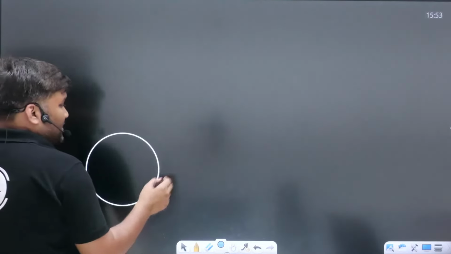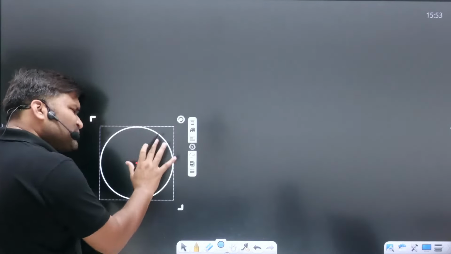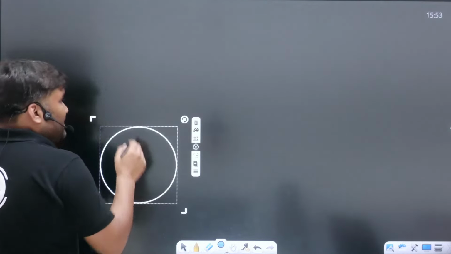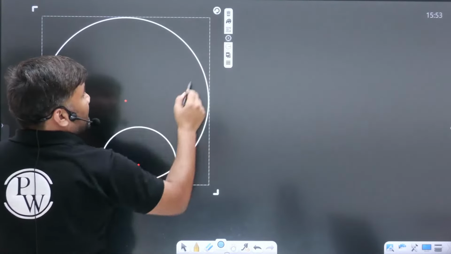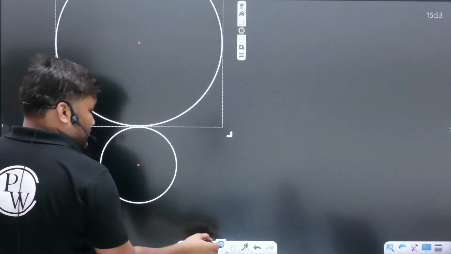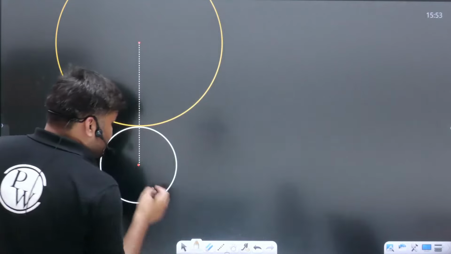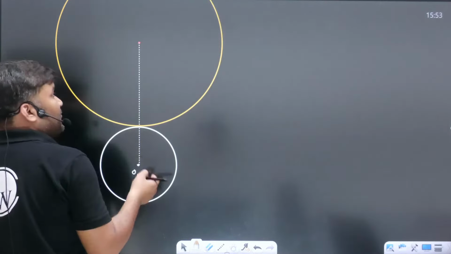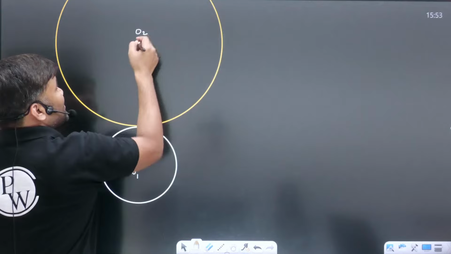Very carefully. Suppose this is the pitch circle for the pinion I have drawn, a small gear, and this is the pitch circle of the gear, the bigger wheel. Let me draw the line joining the centers in yellow. Let me call this point O1, the center of the pinion, and this is the center of the gear.